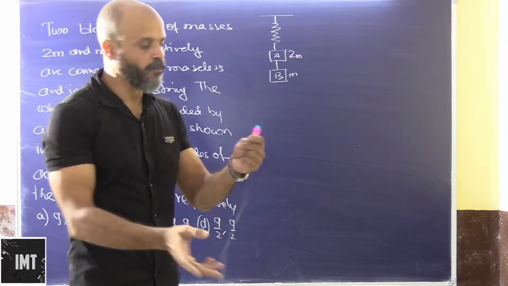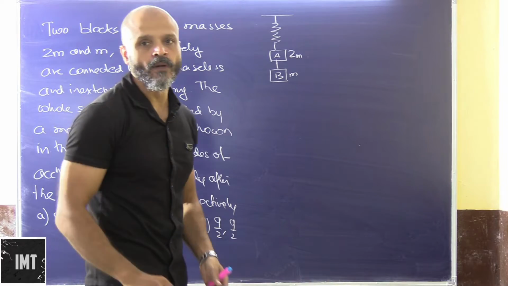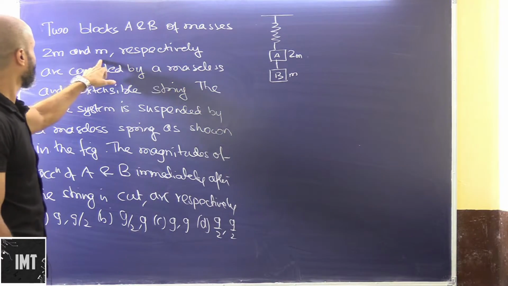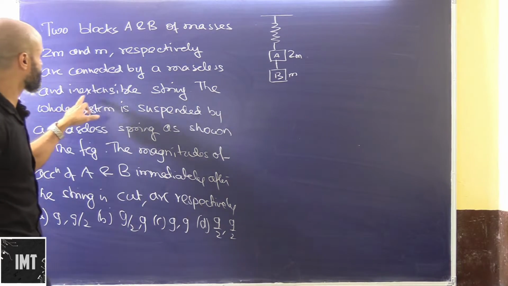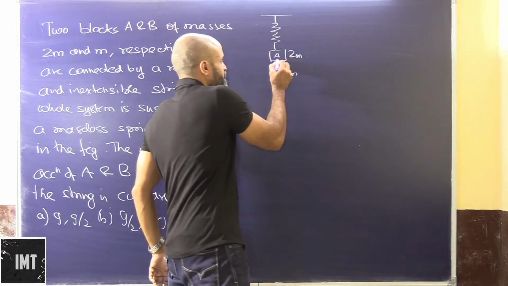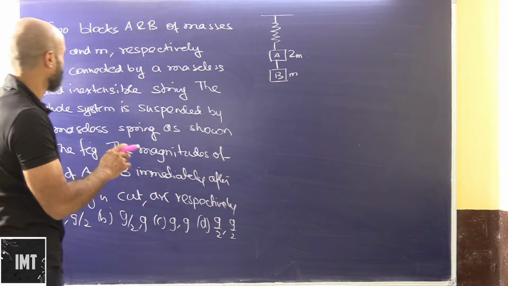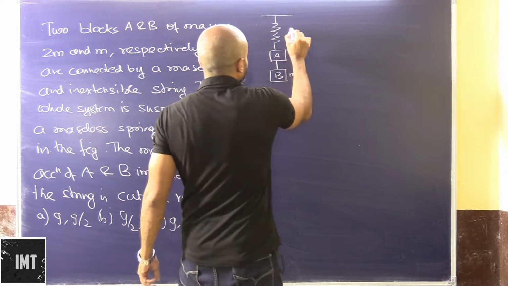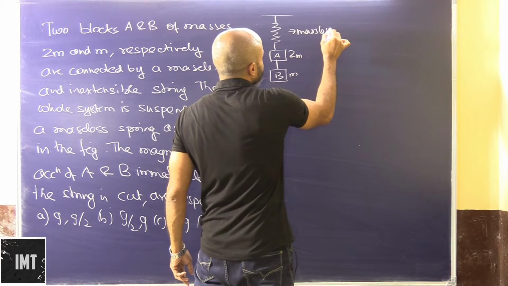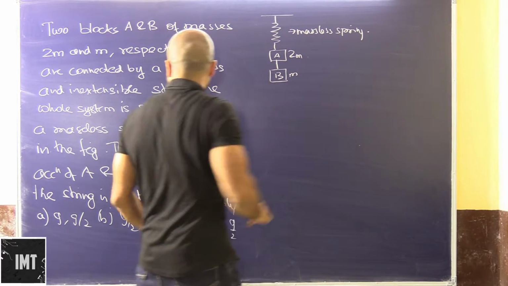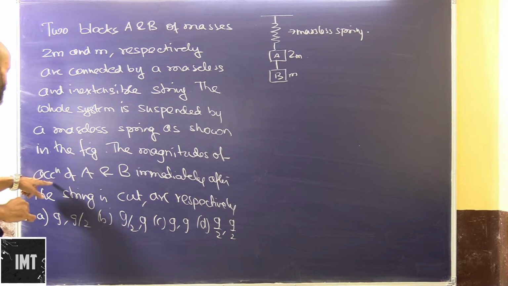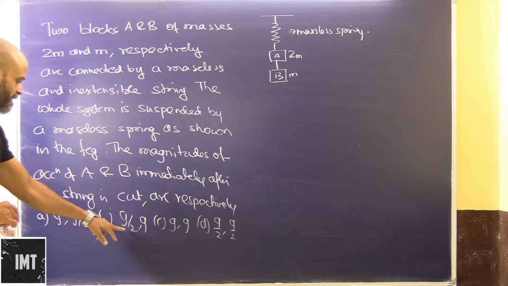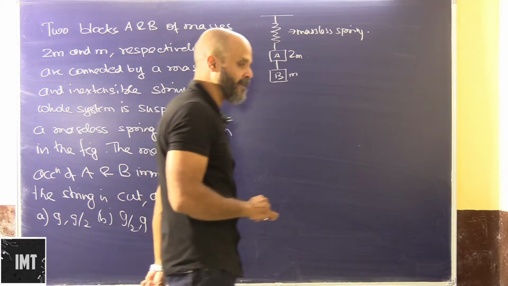Okay, so we have here two blocks A and B of masses 2m and m. These are two blocks of masses 2m and m respectively connected by a massless and inextensible string. So this is not a spring, this is basically a string. Okay, the whole system is suspended by a massless spring. This is basically a massless spring. The whole system is suspended by a massless spring as shown in the figure. The magnitudes of acceleration of A and B immediately after the string is cut are g by 2, g by 2, g, g and g by 2, and g by 2.